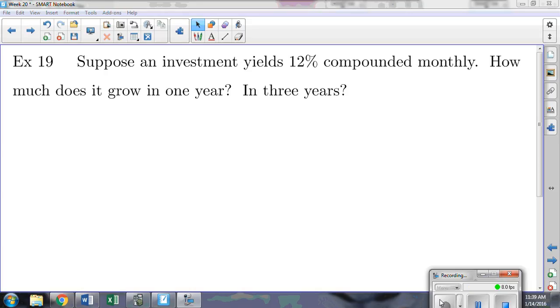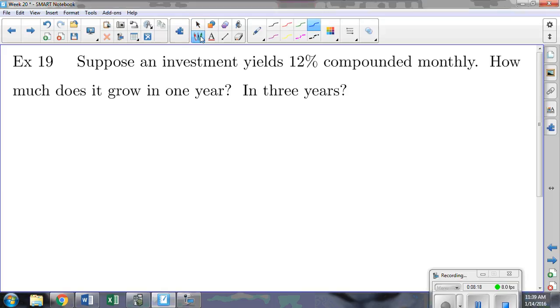All right, suppose an investment yields 12% compounded monthly. How much does it grow in 1 year? How much does it grow in 3 years? One of the problems that this particular problem is giving us are mismatched times. The interest is compounded monthly, but we want to know how much it's worth in 1 year. Year and time.